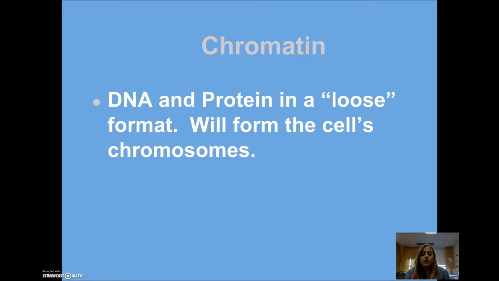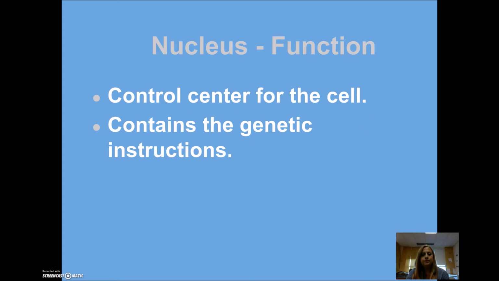Then we've got chromatin. Chromatin is a mix of DNA and protein, and it will form the cell's chromosomes. So your cell's chromosomes are really only forming when your nucleus is dividing during mitosis. When that isn't happening, the DNA doesn't have to be organized in that way, and so it's in this sort of loose format that we call chromatin. And so the function of the nucleus is to essentially act as the control center of the cell. This is the area that contains all of your genetic instructions, because that's what holds the DNA.